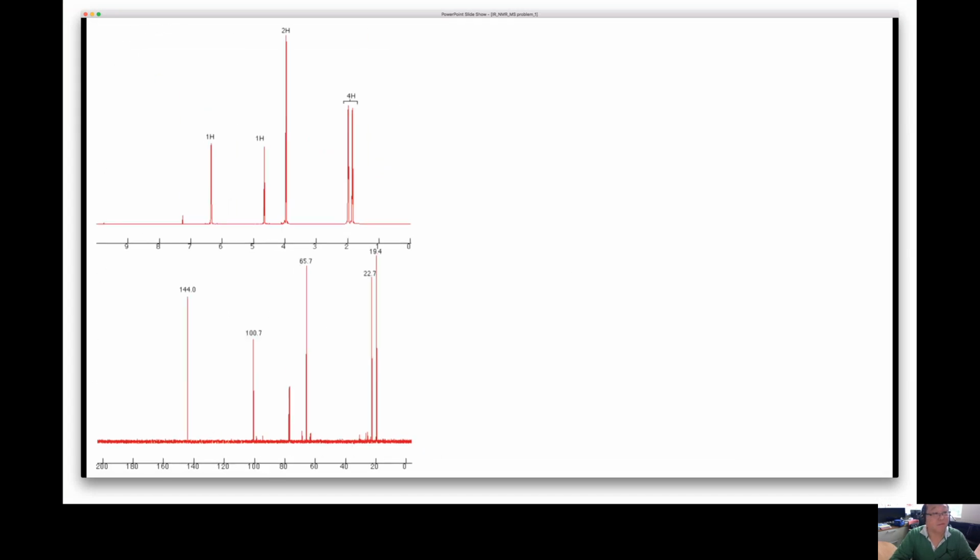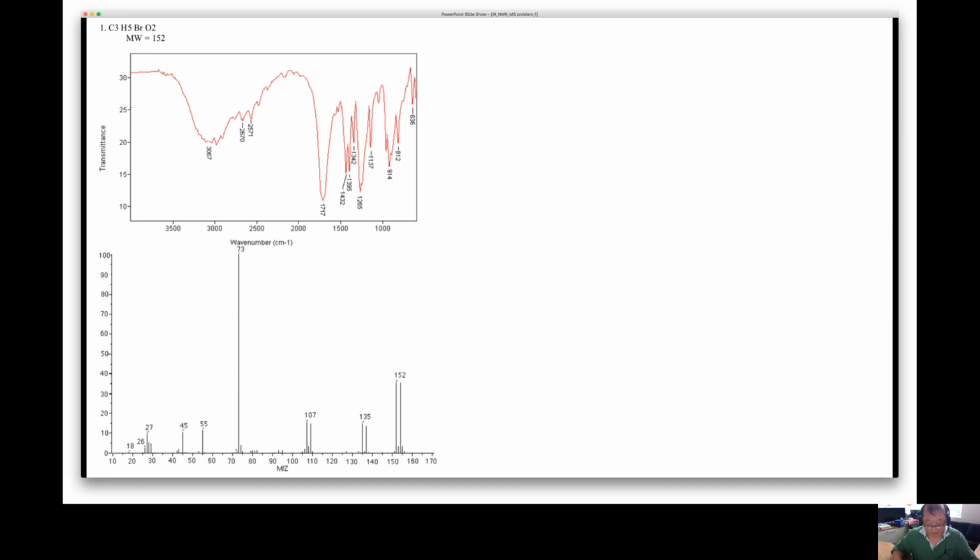Okay, so this is the first question. What we see here is a very small molecule, right? Because you can see it on the screen. It has only 3 carbons and 5 hydrogens, 1 bromine, and O2.